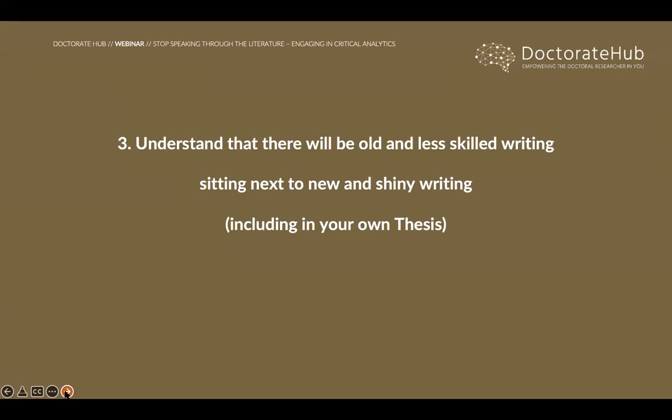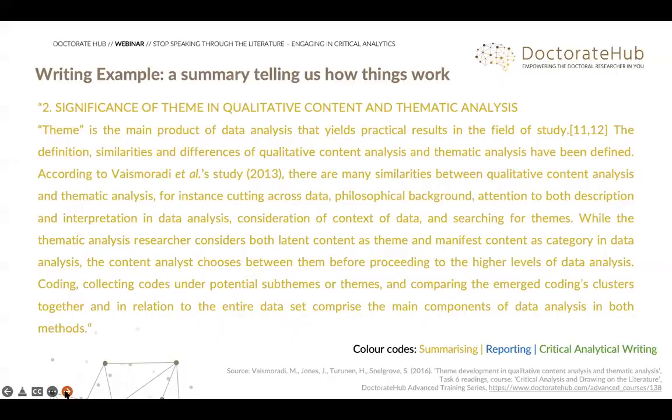Understand that there will be old and less skilled writing sitting next to new and shiny writing, including in your very own thesis. Now, what does that mean? That means that a thesis emerges slowly. You start writing things up, you tell how things work. Now let's look into this example, which, if you look at the color code, is yellow highlighted for just summarizing.